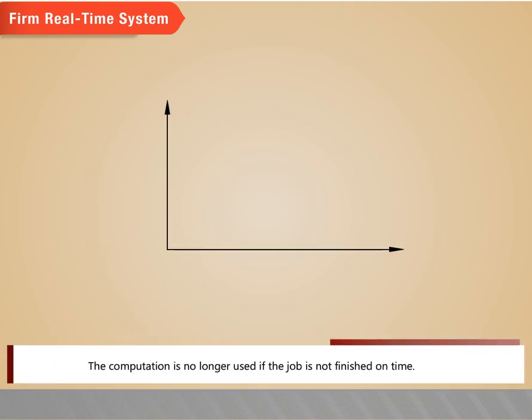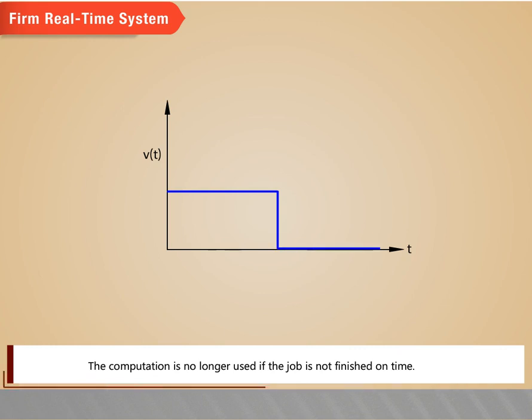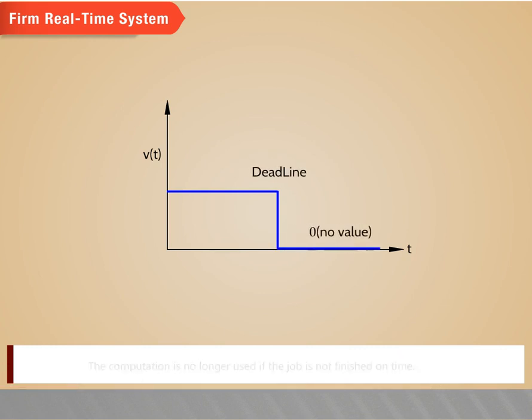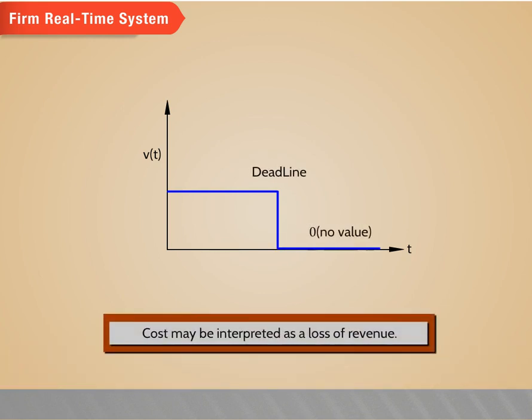Firm real-time system. The computation is no longer used if the job is not finished on time. Cost may be interpreted as a loss of revenue.